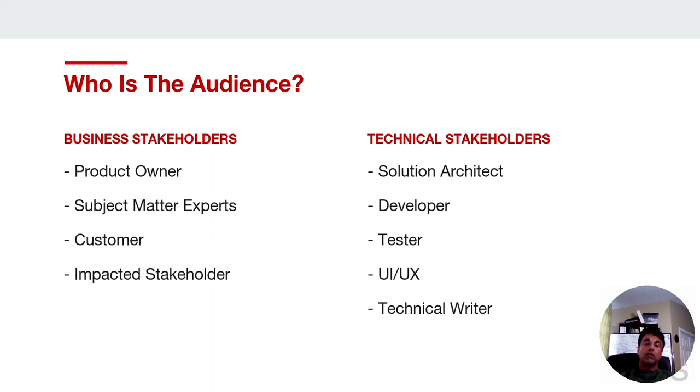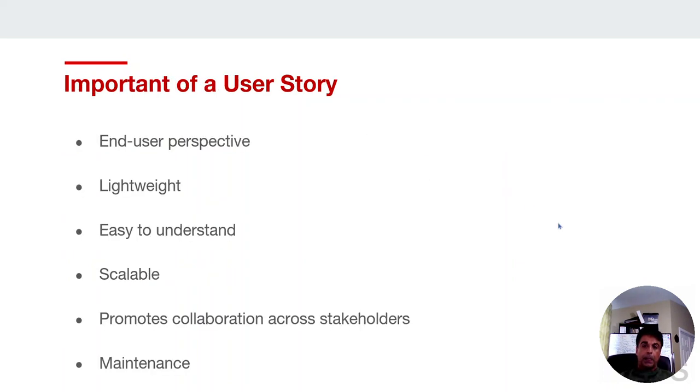UI UX will have to design the prototype, design the front end of the system based on the requirements we come up with. Technical writer, they may have to write user guides or manuals, release notes based on the requirements we come up with. So it is very essential that we keep all the stakeholders engaged and we build these requirements in a very collaborative way. Okay, so that's your audience.